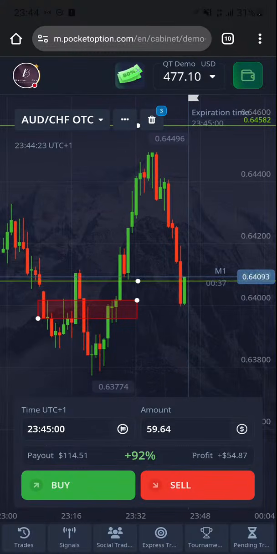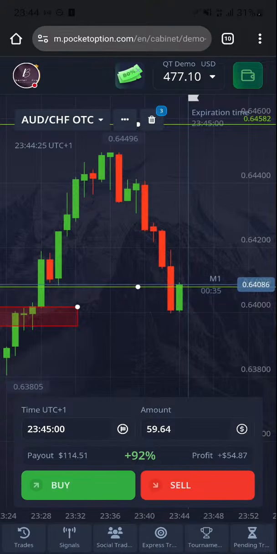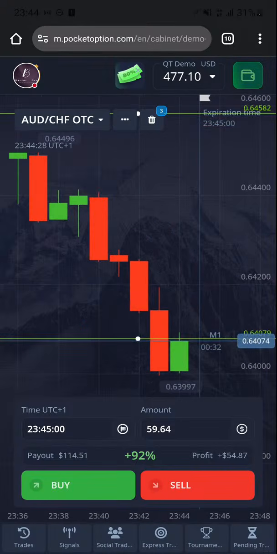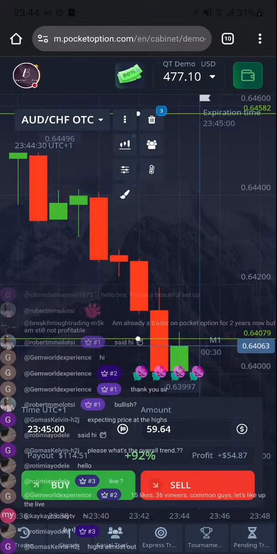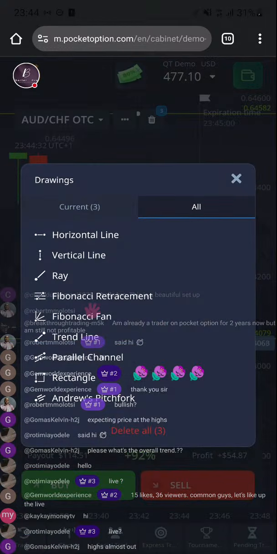If price came back to this area, that's good. Now we have an ABC break and this trade with the buyers is very good. If we had seen this trade, I would have taken this trade.